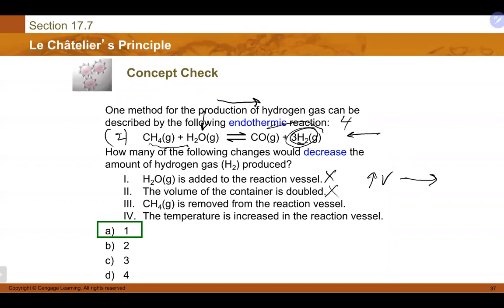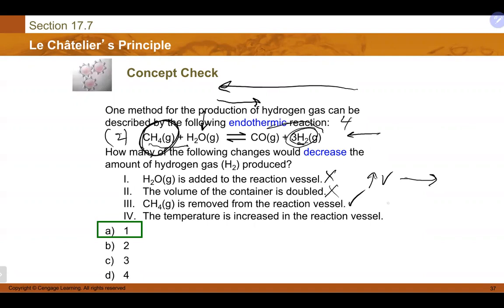CH4 is removed. So CH4 is over here on our reactant side. That means there's kind of a hole there. So the equilibrium would shift towards it. And that would cause our H2 to start to decrease, right? Because we're making more reactants. So that would do it.